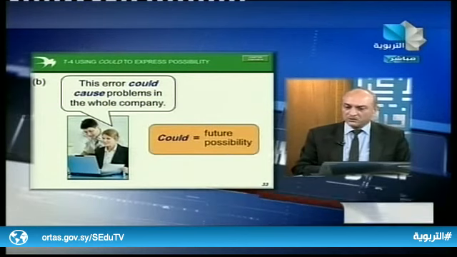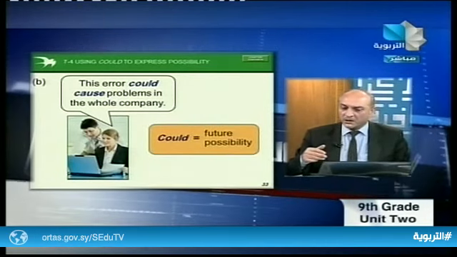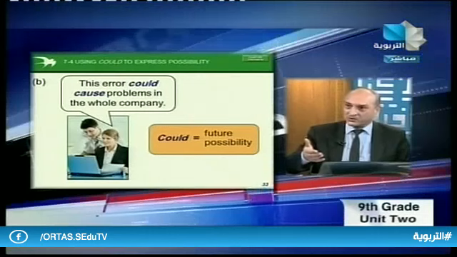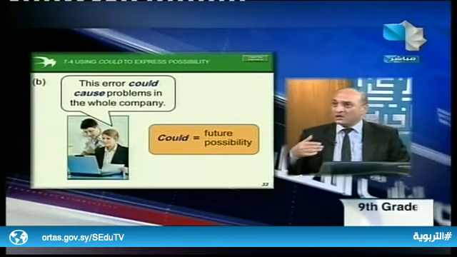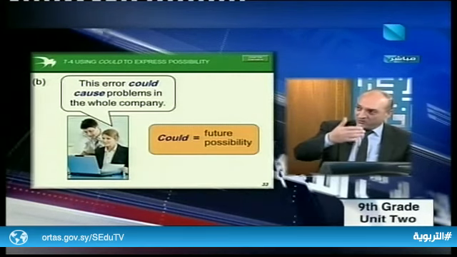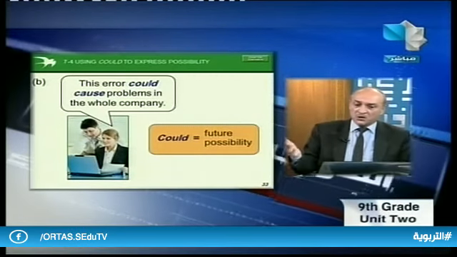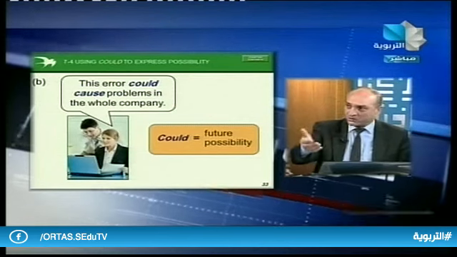Here, could is used for future possibility. I have just said that we can use could to talk about present possibility and future possibility. It's very formal. For example: This error could cause problems in the future for the whole company.